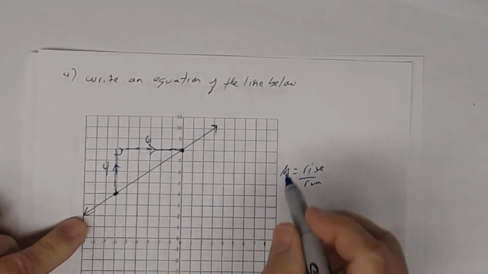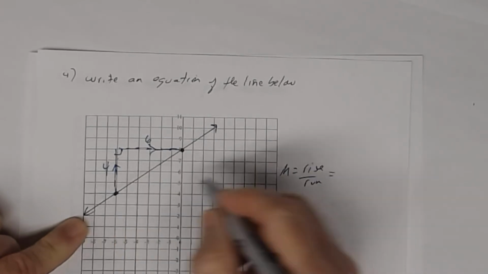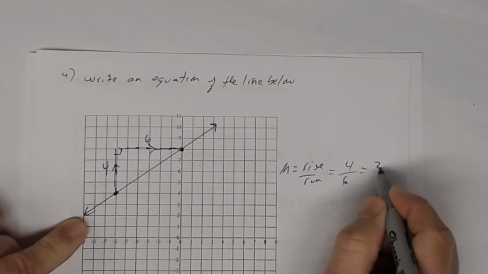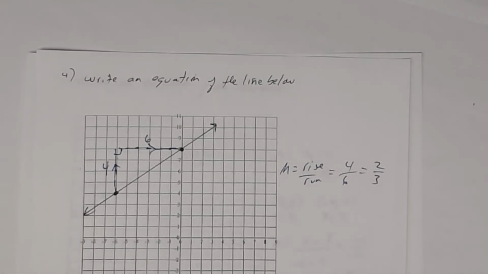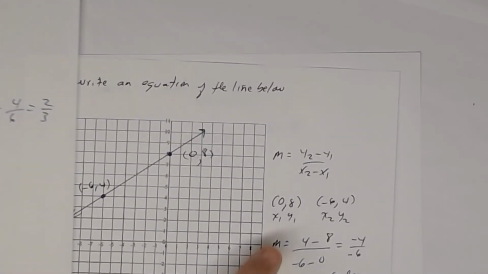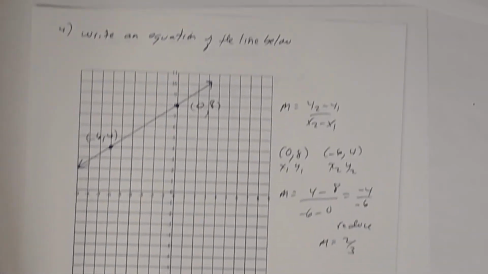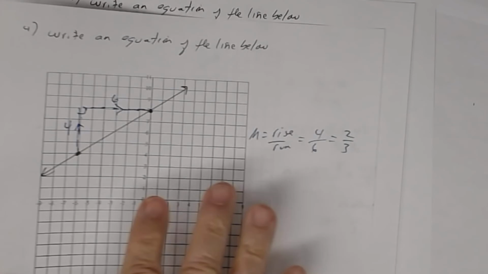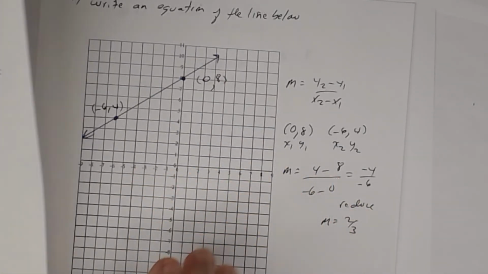Okay? But you would still get the same answer. So my rise is a positive 4. My run is a positive 6. And then reduce, that's 2/3. So notice you get the same slope regardless of whether you use the slope formula or whether you use the idea of rise over run. But you have to know both. It's important. You have to know both.